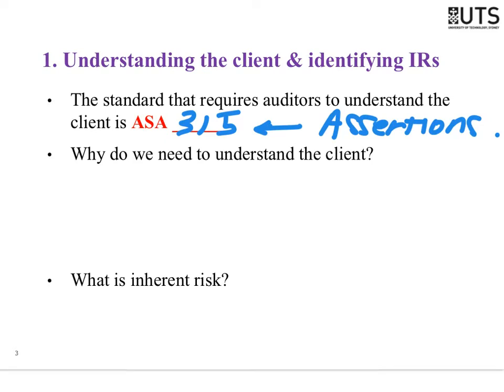Now, what ASA 315 states is that the auditor must gain an understanding of the business. And in that sense, it actually lists some of the areas you need to gain an understanding: the structure of the business, the way it governs itself and things like that. Now, this leads me to the next question. Why do we need to understand the client? What do you think? Why do we need to actually get an understanding of how the business is working?